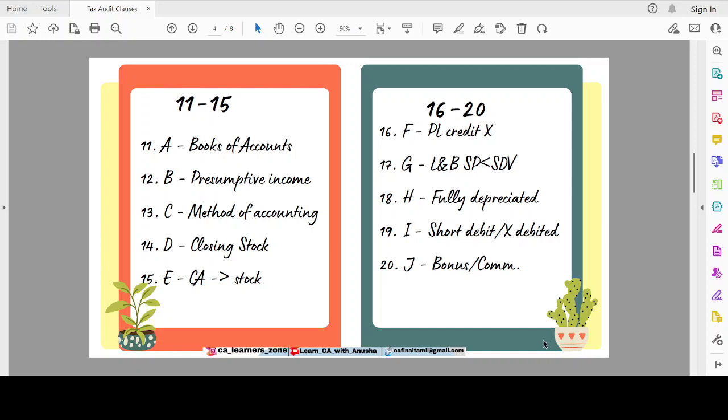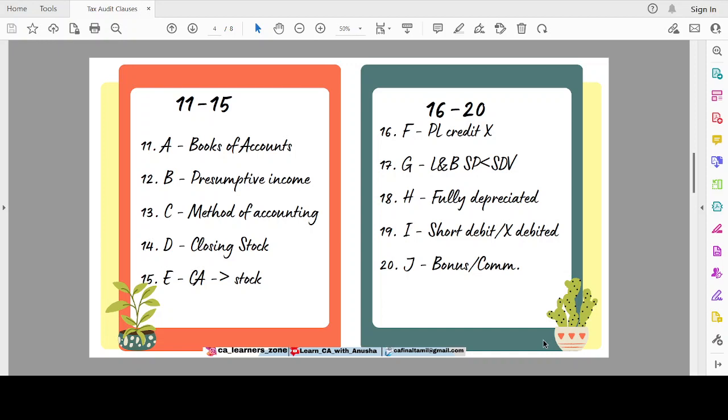Then G. Jameen has sold all his assets. There is a Jameen in our town. He has sold all his assets, so land and building whose selling price is less than stamp duty value. He has sold all his assets at less than stamp duty value. Oh no, I have to make note of that fact. So land and building selling price is less than stamp duty value.